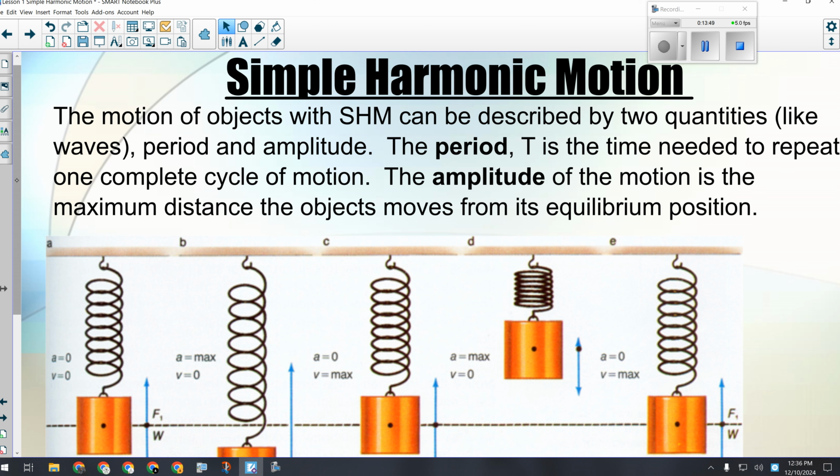A couple of new terms that are going to come in are things like amplitude. Amplitude is the maximum distance from equilibrium that the oscillating object would move.